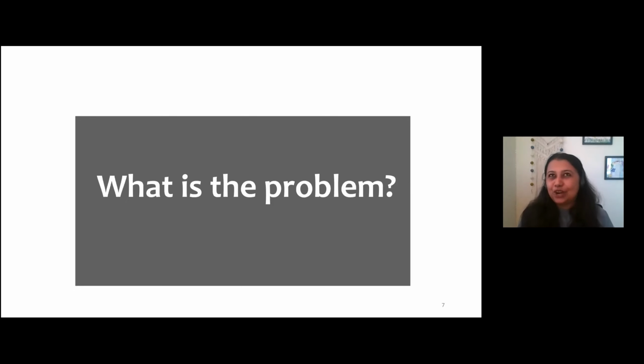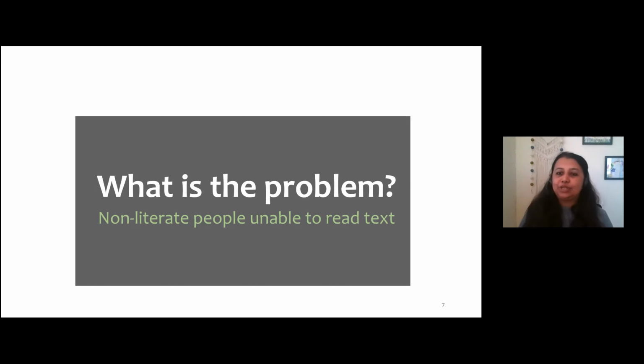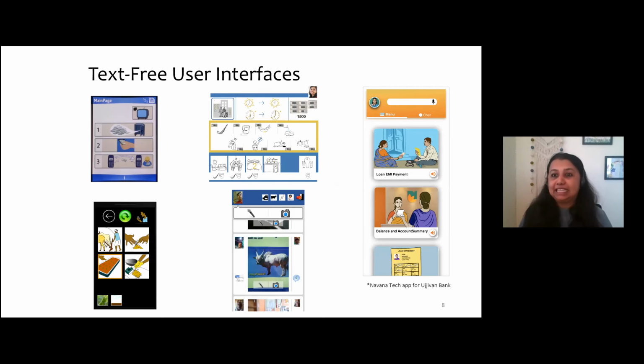So what is the problem with non-literacy? When we started, we had a very narrow understanding of non-literacy. We thought that non-literacy is the inability to read text. So to overcome that, we designed these interfaces where we used a combination of graphics, video, and audio output. We removed all text because seeing text was intimidating to users. But we kept numbers in our UI.